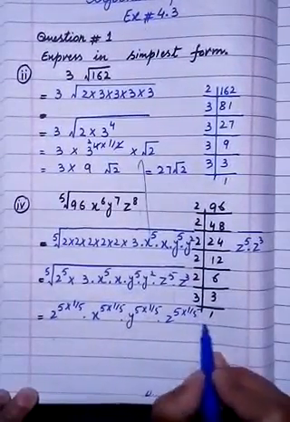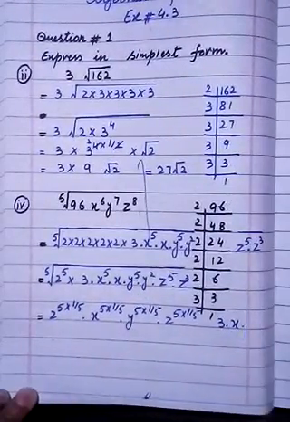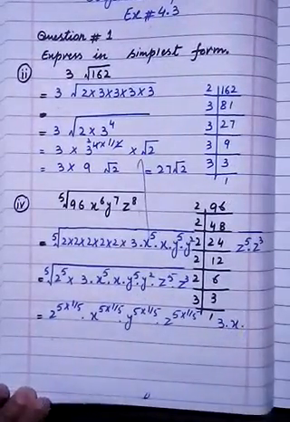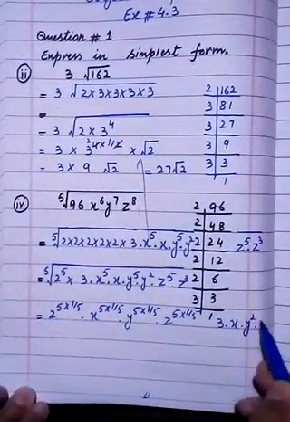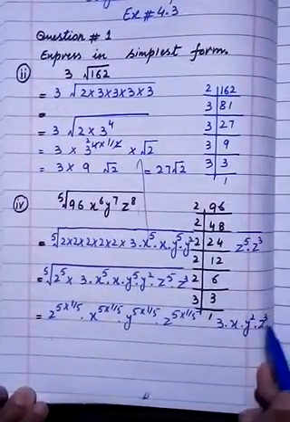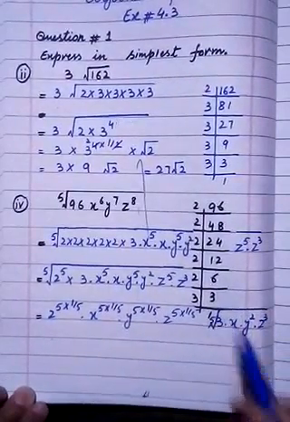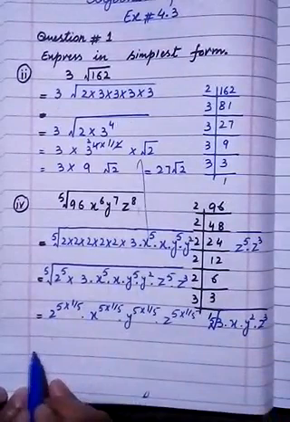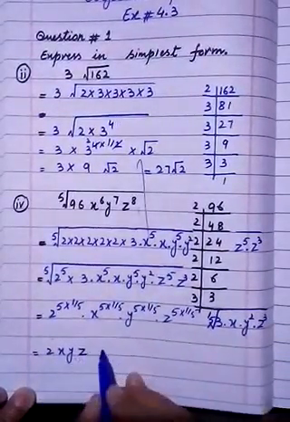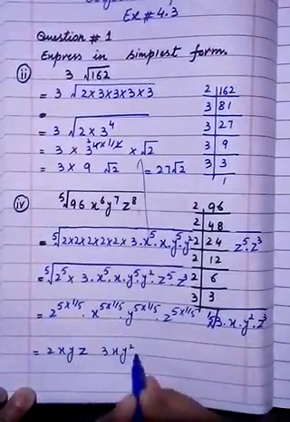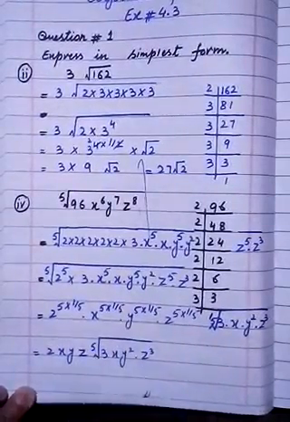Now you have to separate it here: 3x. Now x and y square separated and z cube separated. Now under root 5 will be cancelled, so 2xyz. Now 3x y square and z cube under root 5. That is the answer.